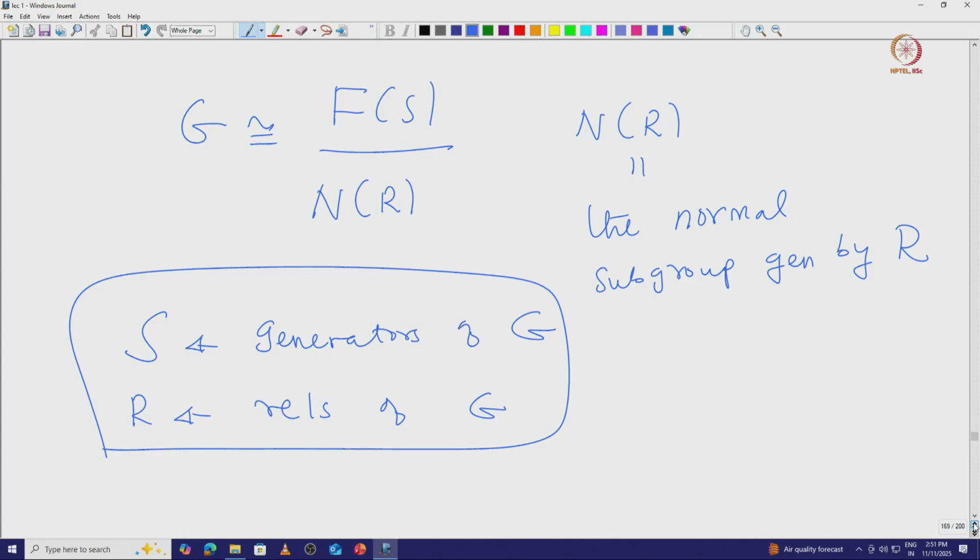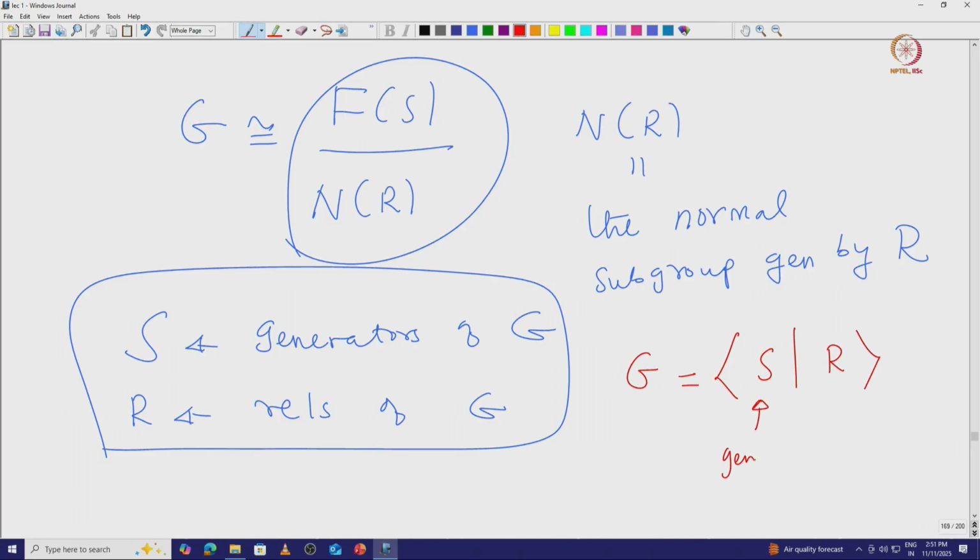So, this is how you can write down G in terms of the generators and relations, and so instead of writing in this form, most of the time in the books we write this G as the angle bracket S and then a slash with R. So, these are called generators and these are relations.